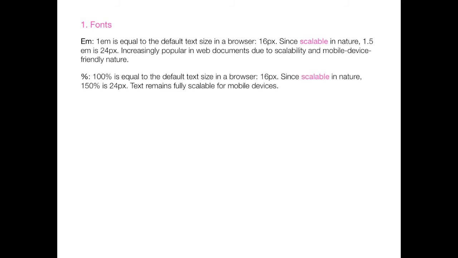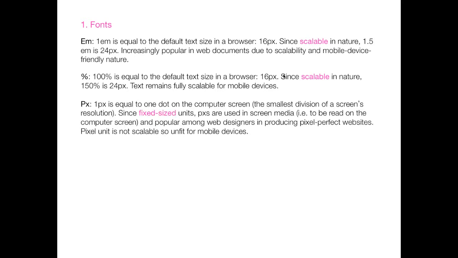The percentage: 100% is equal to the default text size in a browser, which is 16 pixels, which means 100% is equal to 1 EM. Since it is scalable in nature, 150% is 24 pixels. The text remains fully scalable for mobile devices.